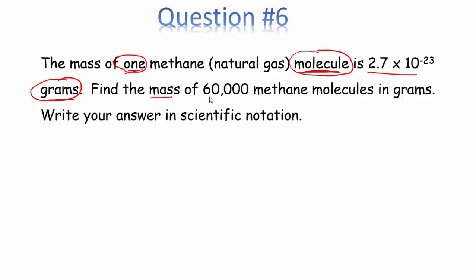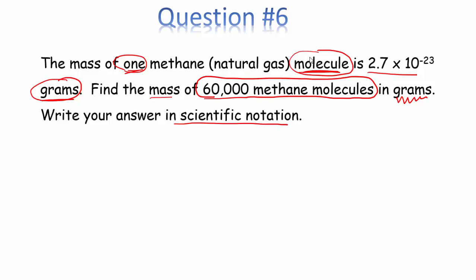Find the mass of 60,000 methane molecules. So the 60,000 is molecules. We know what one molecule is in grams, and they want to find the mass of 60,000 molecules of methane in grams. Write your answer in scientific notation.